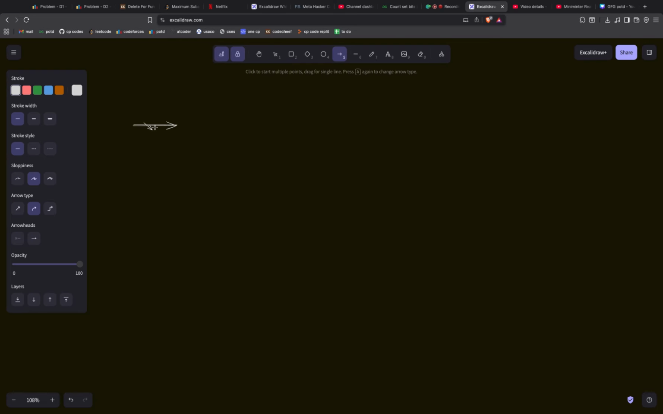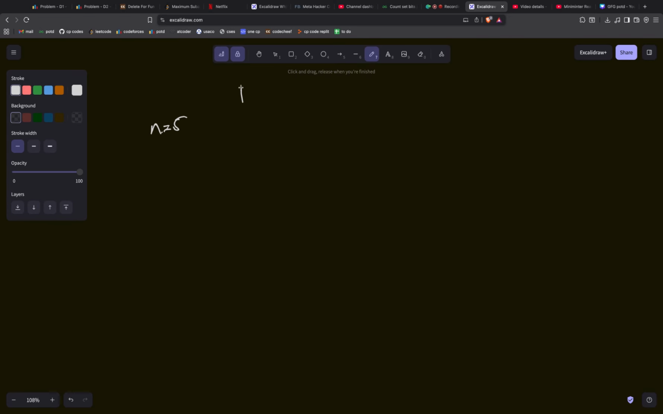Let's say n is 5. So the numbers that we will have are 1, 2, 3, 4, 5. One would have one set bit, that is just one. What is two? Two is 10, so this also has one set bit. Three is 11, so this has two set bits. Four is 100, so this has one set bit.